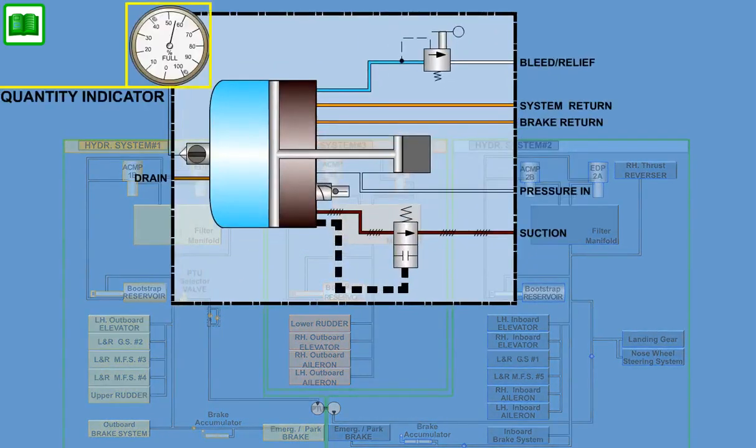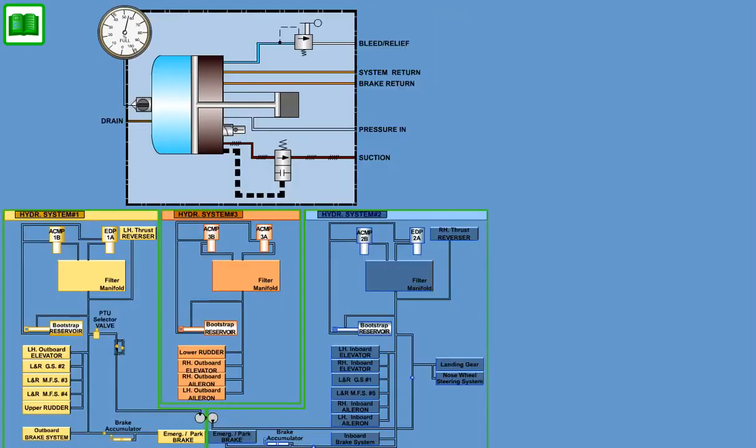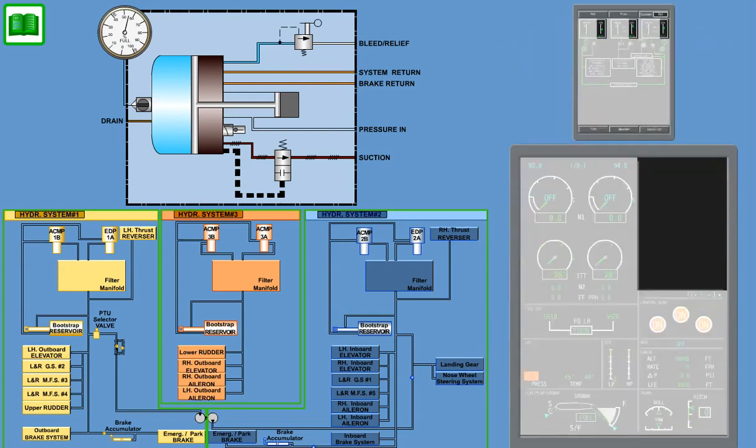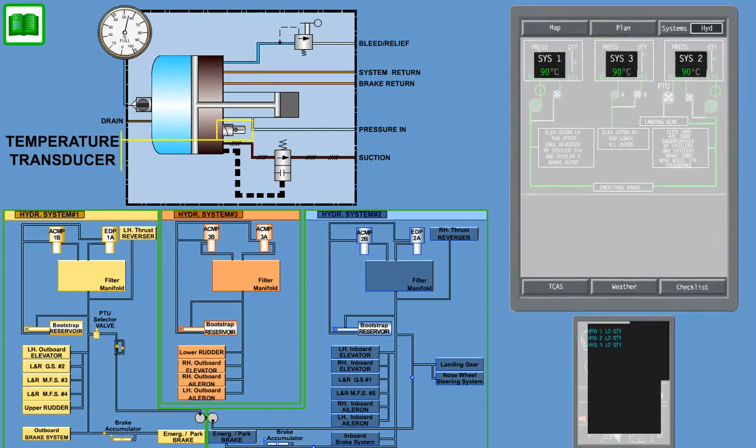The reservoirs contain a quantity indicator, measuring the remaining fluid volume in the reservoir. A dial gauge, visible to ground personnel, indicates fluid quantity in the reservoir. This information is also displayed in the cockpit on the MFD hydraulic system synoptic page. In the event of low fluid quantity, a message will be displayed on the ICUS for the respective system. A temperature transducer monitors hydraulic fluid temperature in the reservoir and displays the information on the hydraulic system synoptic page.